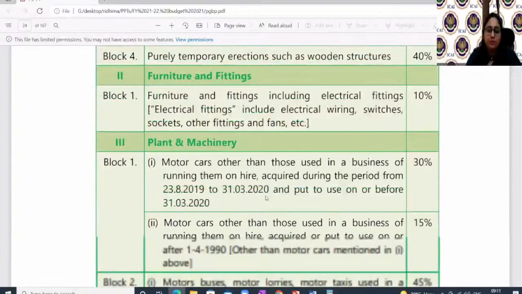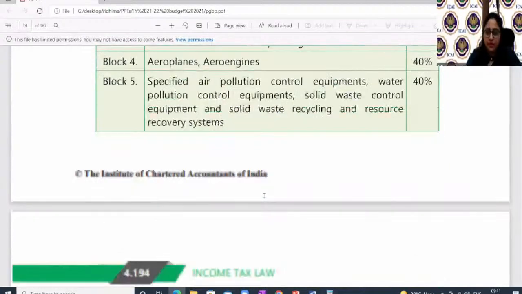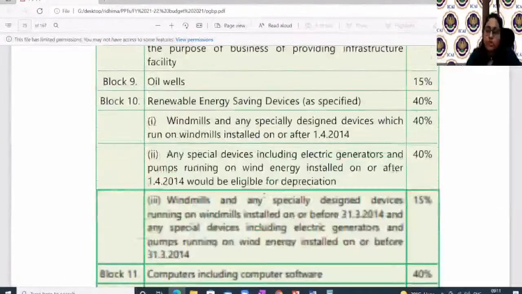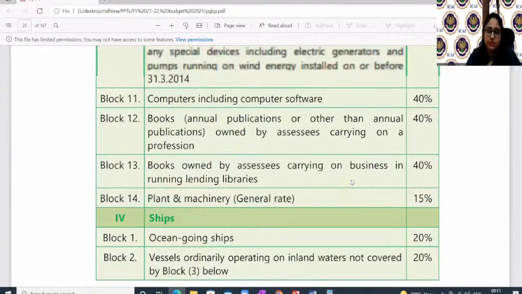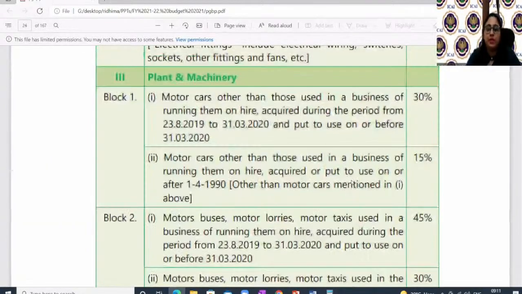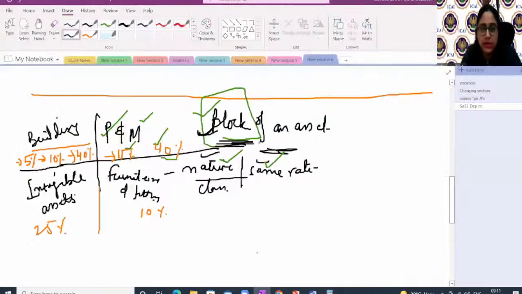Now, plant and machinery. There are various items in plant and machinery. The general rate for plant and machinery is, students, 15%. On the other hand, I'll tell you important dates.